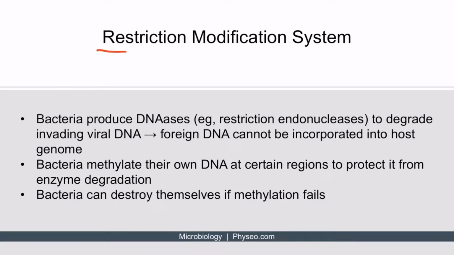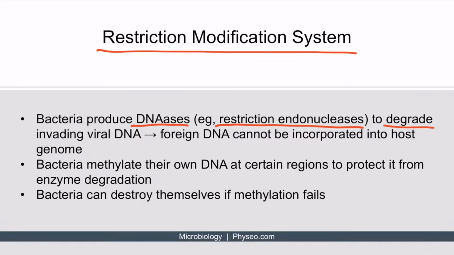To understand the restriction modification system, you need to realize that bacteria produce DNAases, or deoxyribonucleases. Included in this large group of enzymes are restriction endonucleases. These restriction endonucleases are the tool of the restriction modification system.